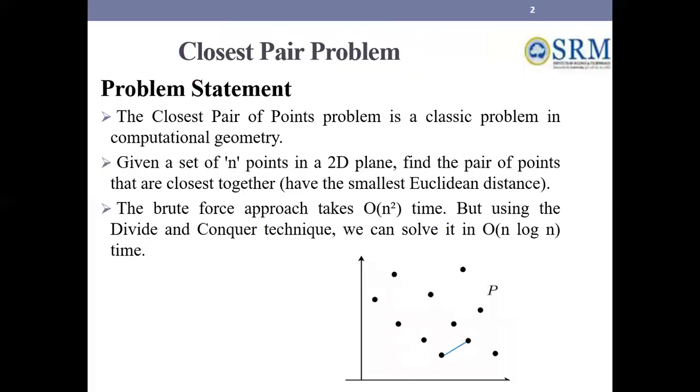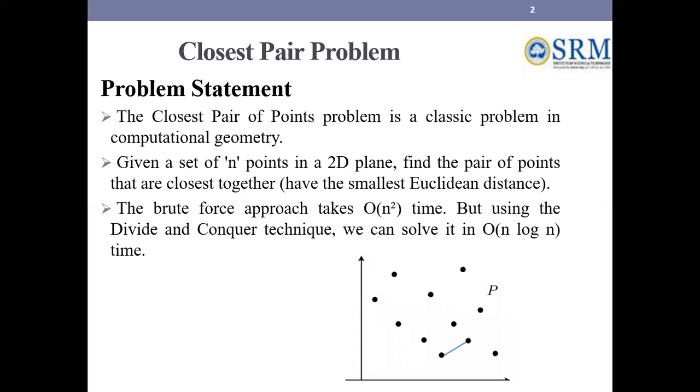What is the closest pair problem statement? There are n number of points. Each point has two coordinates. See the diagram. There are two coordinates, x coordinate and y coordinate. Each point has two values, that is x coordinate value and y coordinate value. We are going to find the closest pair. The distance between 2 points should be minimum.